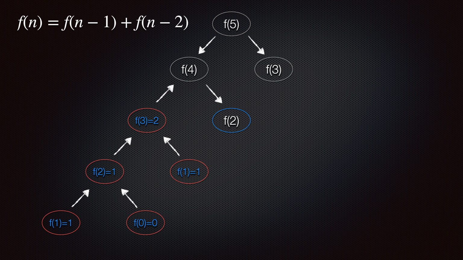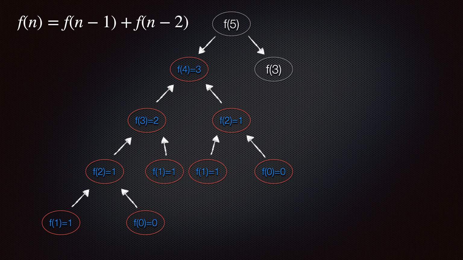For f2, we need an f1 and f0. 1 and 0 are our base cases, so we can just return those values back up the tree. We have our result for f2 and can now compute f4. f4 is 2 plus 1, which is 3.